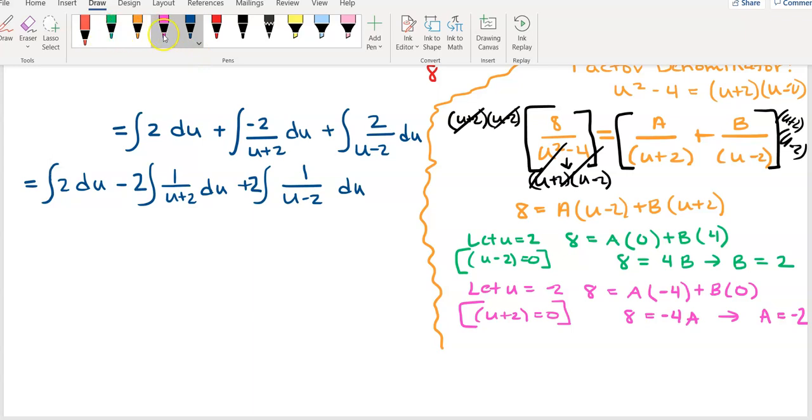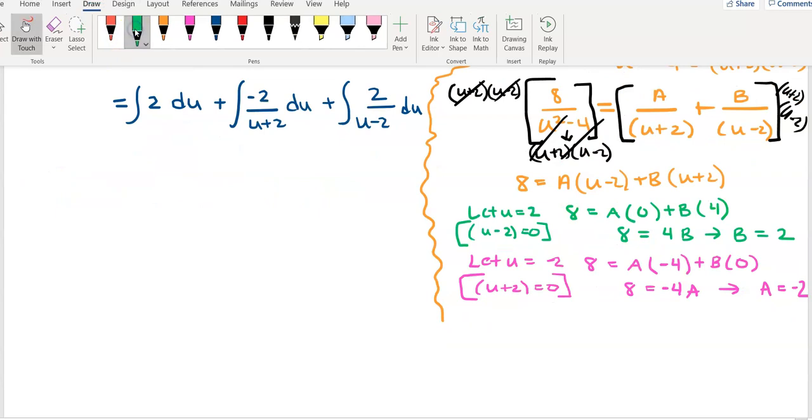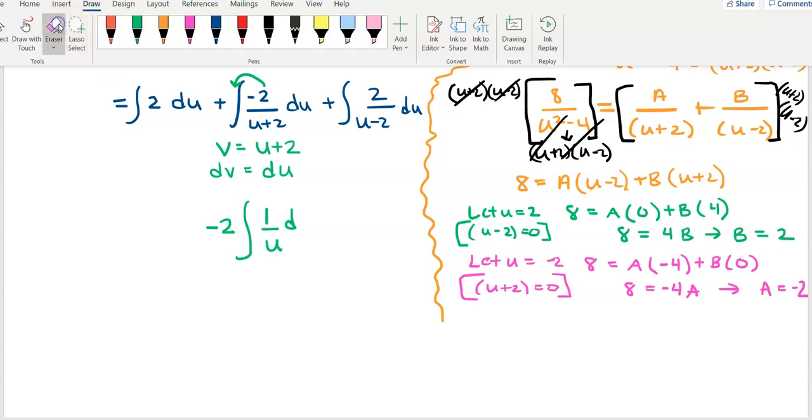So as you can see, each of these is going to require some u substitution. Since we're already using the variable u, we're going to need to pick another variable, maybe the variable v. And we're going to set v equal to our denominator, and the derivative of v in this case would just be 1 du, or just du. So we are actually ready to roll on this particular one. I'm going to move this -2 out in front. So -2 integral of 1 over v dv.